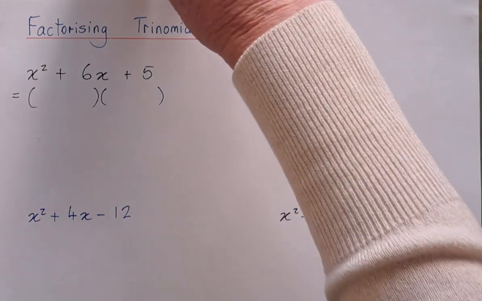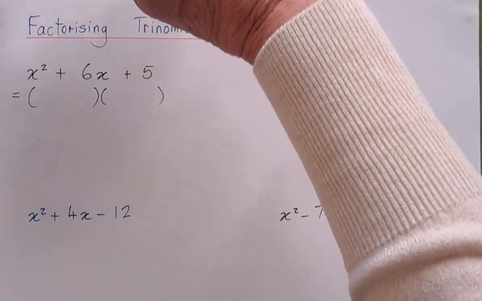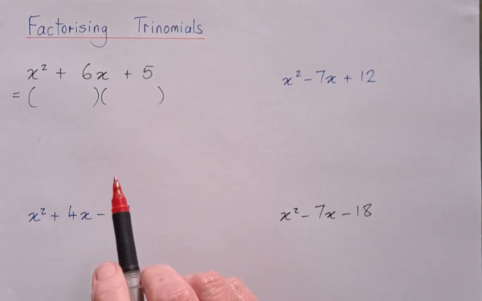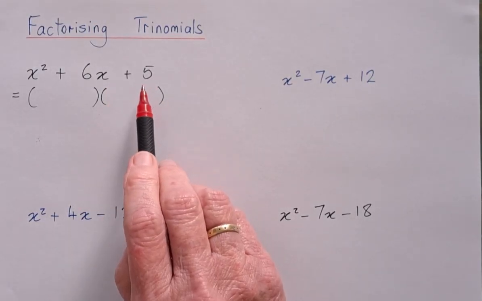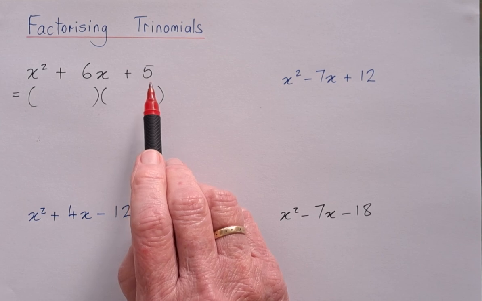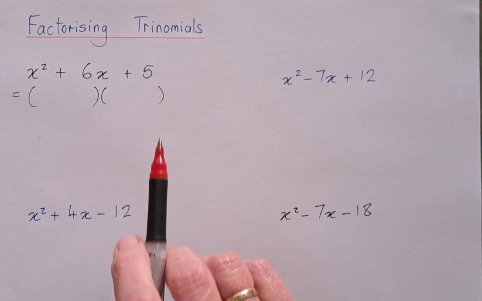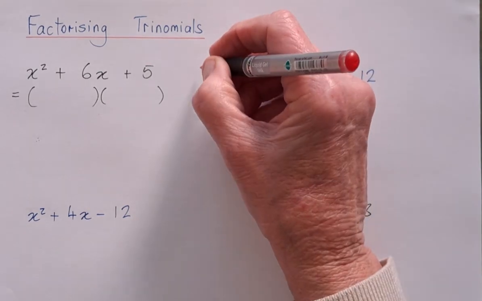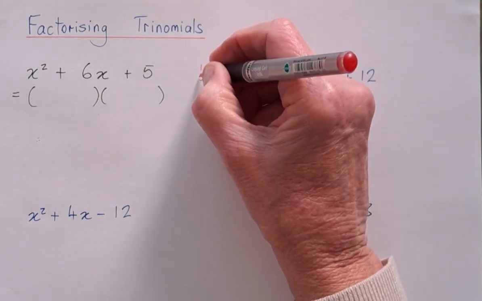So the first thing we need to do is to have a look at the constant term, which is the term that is standing without a variable. And we need to look for a factor pair to get to 5. So in other words, what number times what other number can give me 5? And because it's a prime number, there's only one option, and that's 1 times 5.